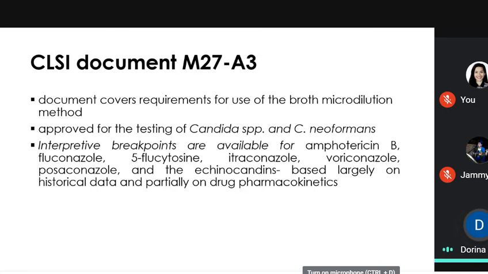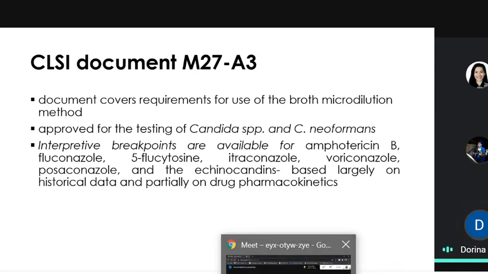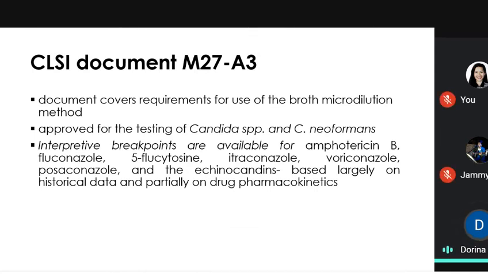So, these are the different descriptions and documents. The CLSI M27-A3, as it says there, covers requirements for use of the broth microdilution method for testing Candida species and Cryptococcus neoformans. Now, one thing that I read about this is the problem with breakpoints. If you remember, breakpoints are the points at which you can differentiate the susceptibility or resistance of a pathogen.